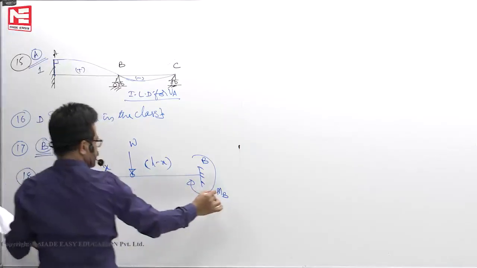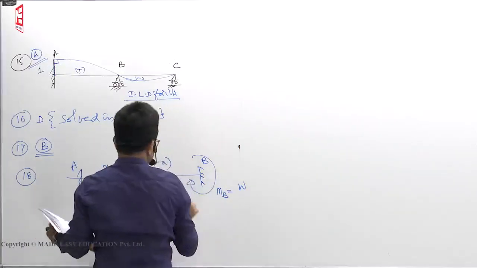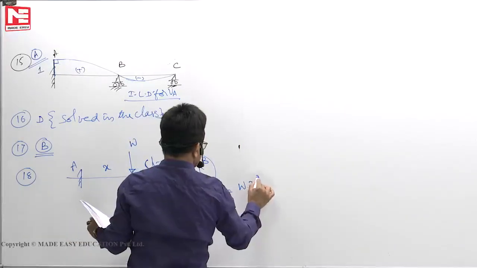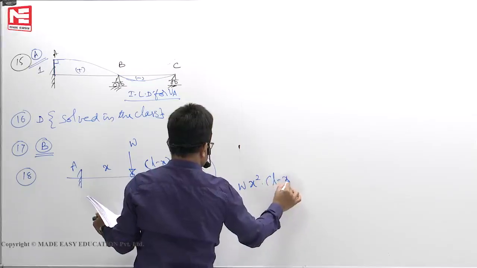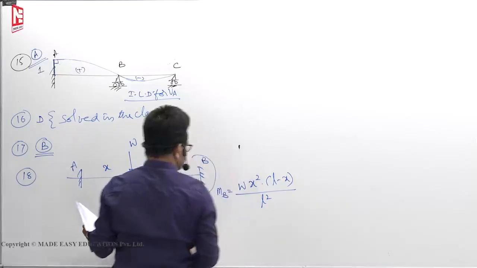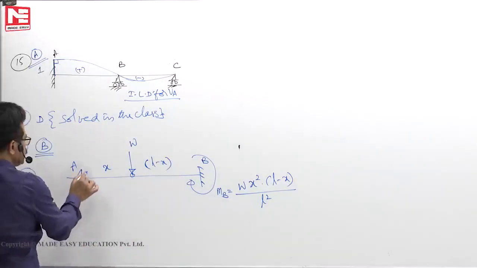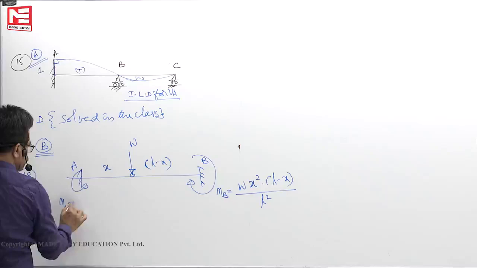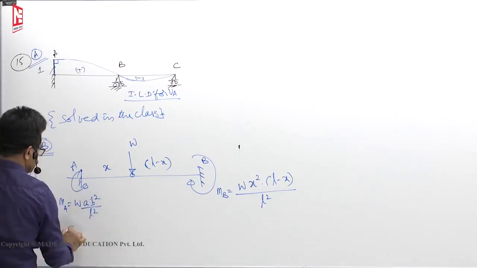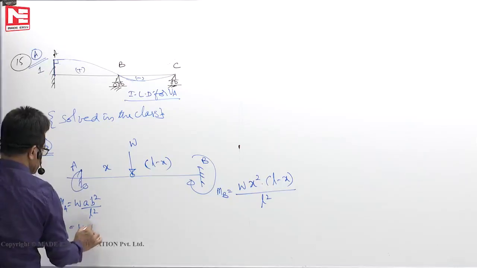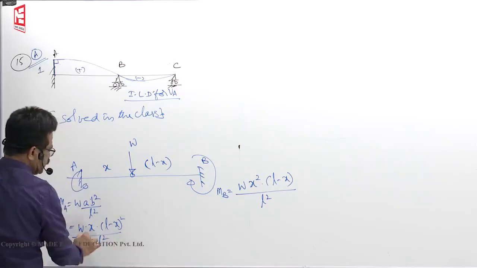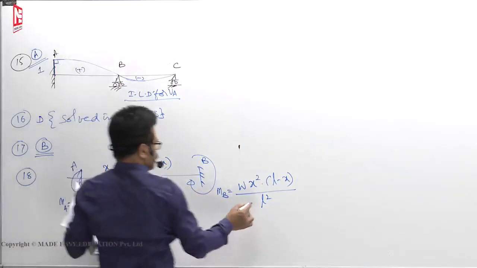Okay. What is the fixed end moment? W A square B by L square. Right. Here this is MA means what? W A B square by L square. That is the formula. W A means X, B means L minus X, whole square by L square. This ILD we have drawn in the class. Now he is asking this one.